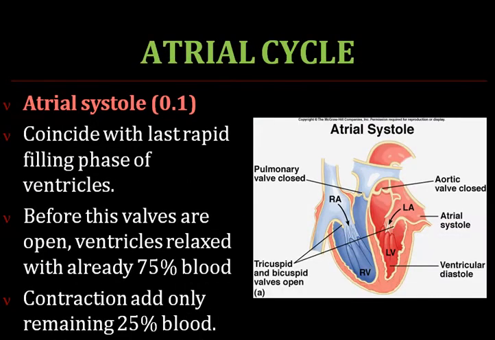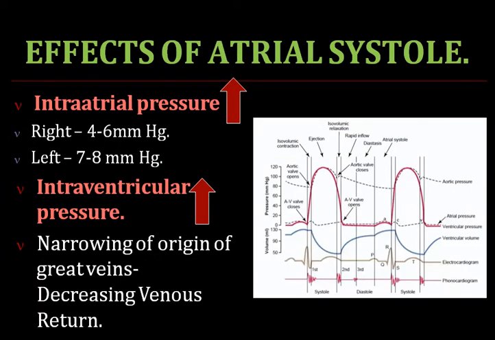Atrial cycle. Atrial systole, which is 0.1 second, coincides with the last rapid filling phase of the ventricles. Before the valves open, the ventricles relax with already 75% of the blood, and atrial contraction adds only the remaining 25%. Effects of atrial systole: intra-atrial pressure increases, right 4 to 6 mm Hg and left 7 to 8 mm Hg. Intraventricular pressure increases, narrowing the origin of the great veins, which decreases the venous return.